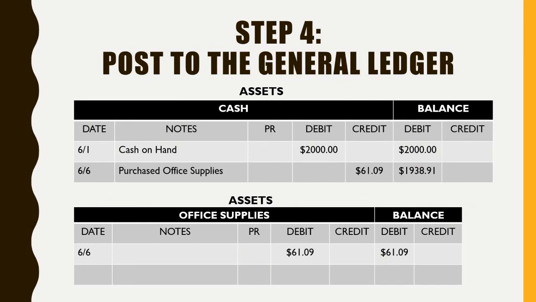Step 4, we're going to take the journal and post it to our ledger so we know how much we have, giving a running balance for each individual account. So again, in my office supplies account, I never sold office supplies, so that means I have a balance of $61.09. Where my cash, I'm constantly spending, I'm constantly adding money in there. So in this case, I started out with $2,000, and because I made that $61.09 transaction, now I have $1,938.91 left in my bank account. Okay, pretty straightforward, and we'll get more into this when we dive into the fictitious business.